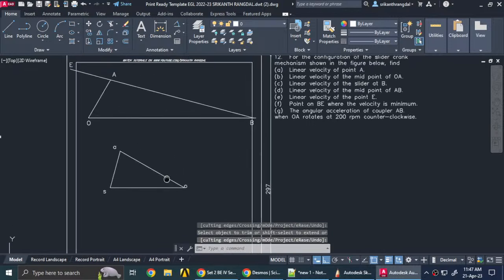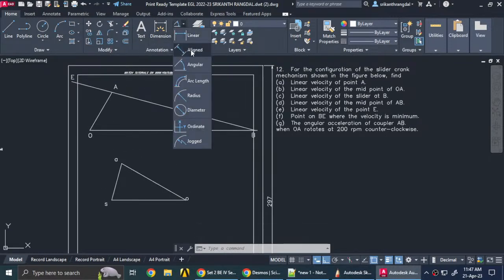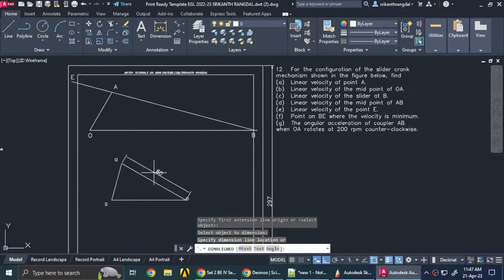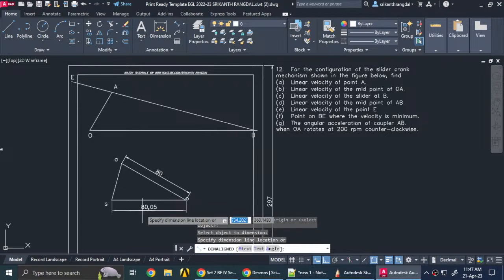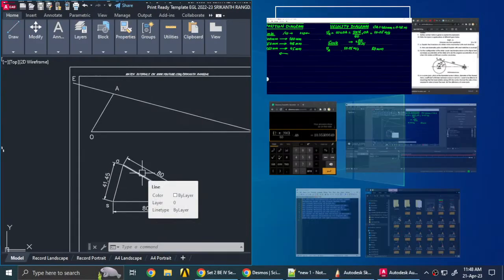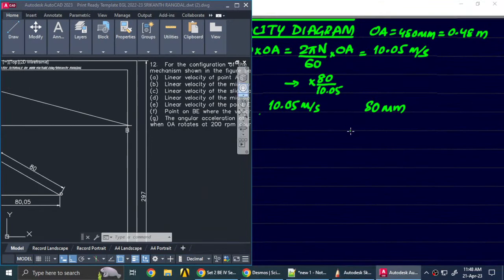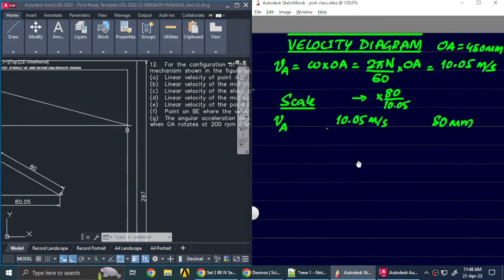So this is the velocity diagram, and we have taken this as 80 mm. And if you measure the length of other distances, we will get the drawing lengths, and these drawing lengths we have to again convert them back.